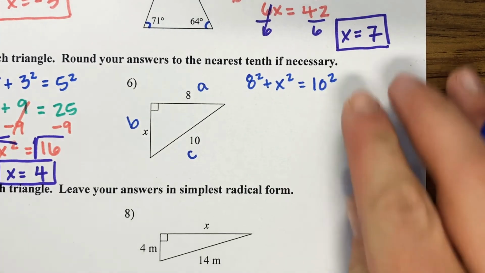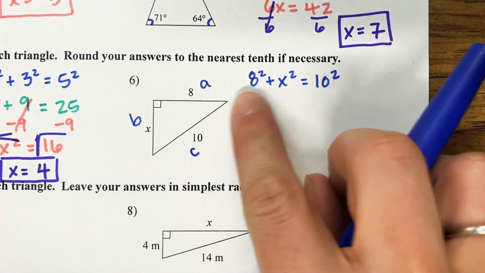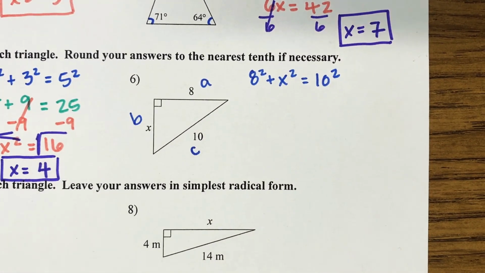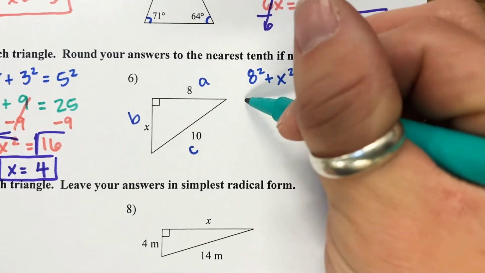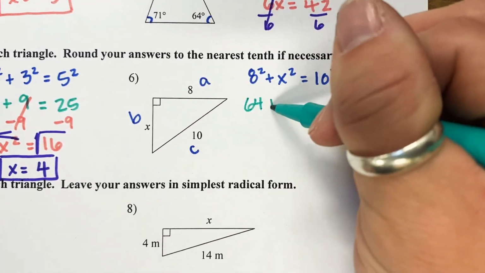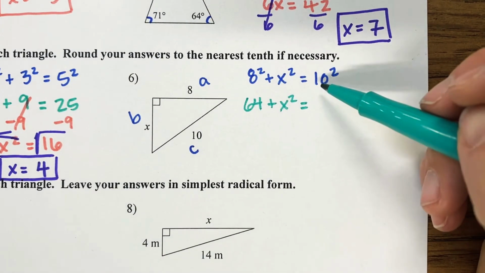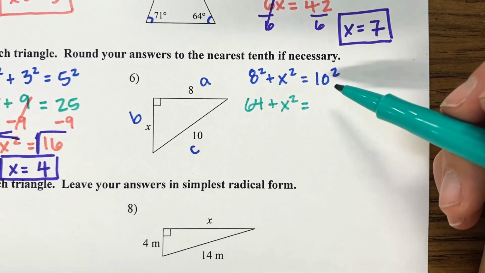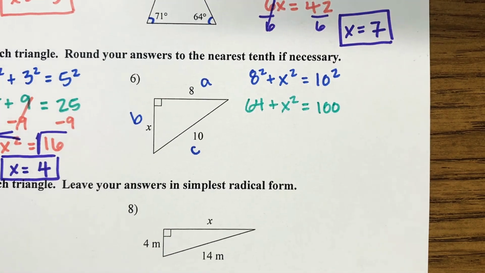Okay, well now we need to solve for X. First let's figure out what is 8 squared and 10 squared. Let's simplify those. Okay, what is 8 squared, or 8 times 8? 64 plus X squared, because we can't simplify that, equals 10 squared. What is 10 times 10? 100.